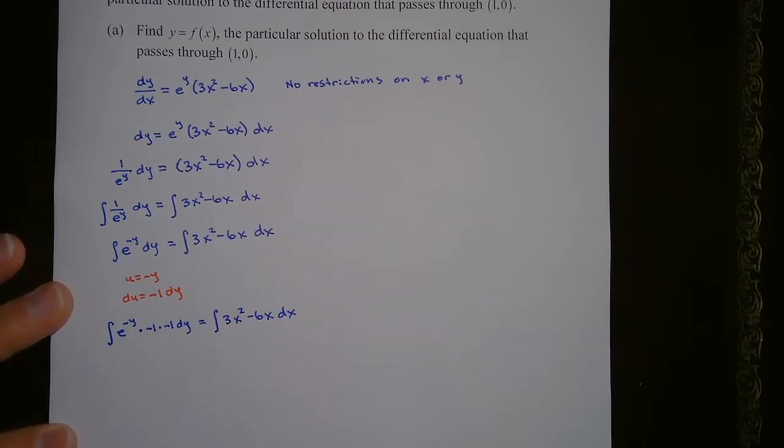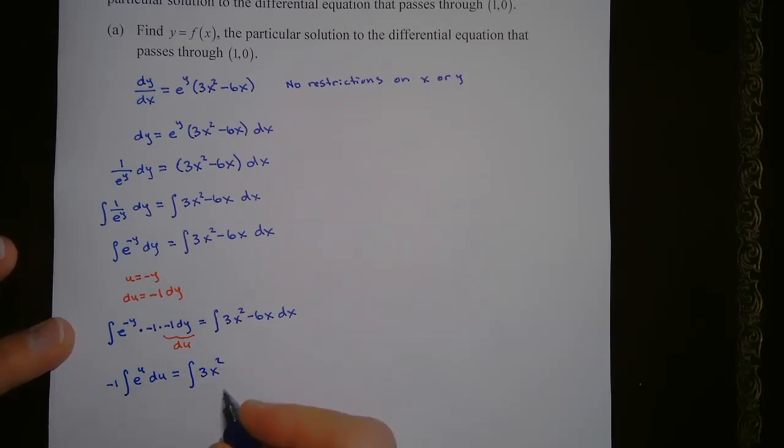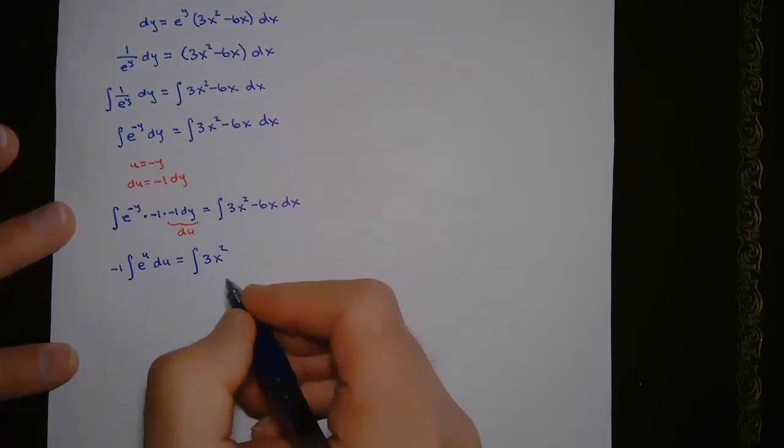Okay, so this part right here is my du, this is going to be e to the u. So this negative 1 right here needs to come out in front. So this becomes negative 1, the integral of e to the u du is equal to the integral of 3x squared minus 6x dx.